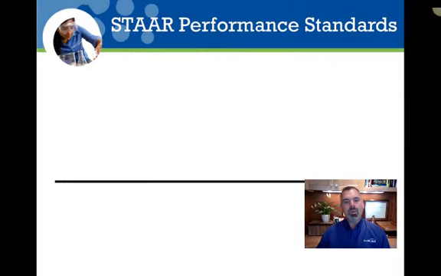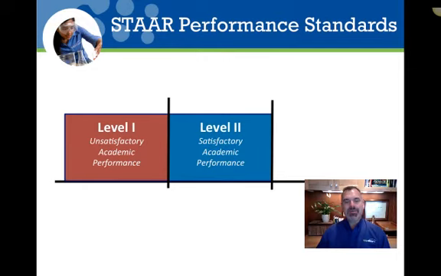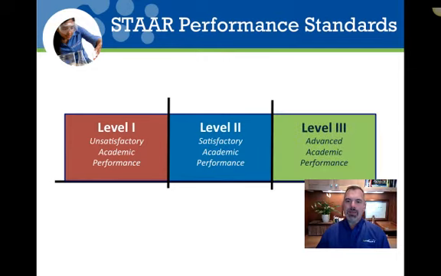In STAAR, we have three performance categories. Level 1, unsatisfactory academic performance. Level 2, satisfactory academic performance. And Level 3, advanced academic performance. Let's focus now on what it takes to achieve Level 2 satisfactory academic performance.